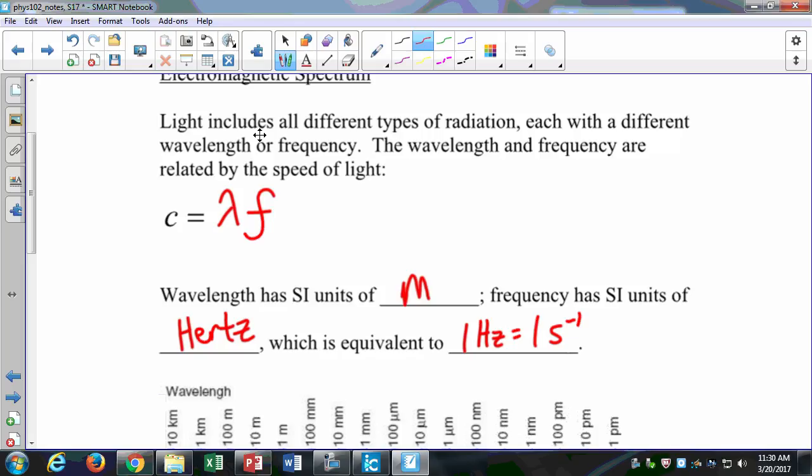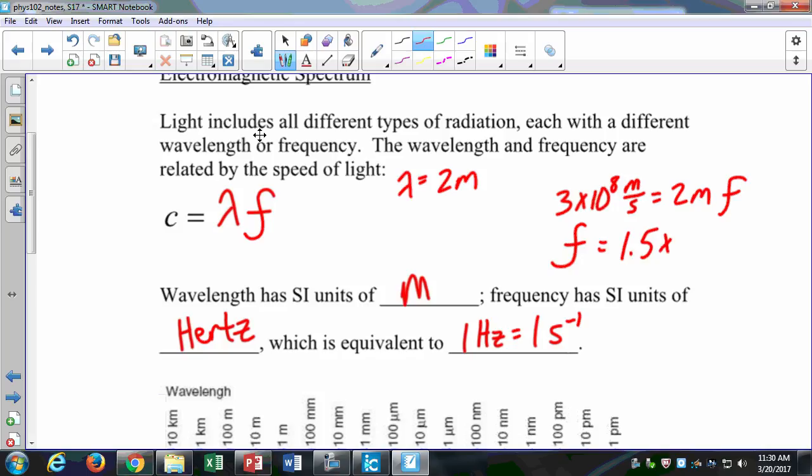So say, for example, our wavelength was 2 meters. It's like a radio wave. Then the speed of light is 3 times 10 to the 8th meters per second. The wavelength is 2 meters, and so then I can calculate my frequency. So the frequency of this particular wave would be 1.5 times 10 to the 8th hertz, or 150 megahertz. So be able to calculate for the wavelength or the frequency.